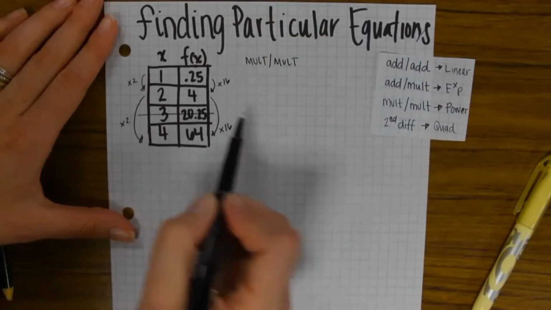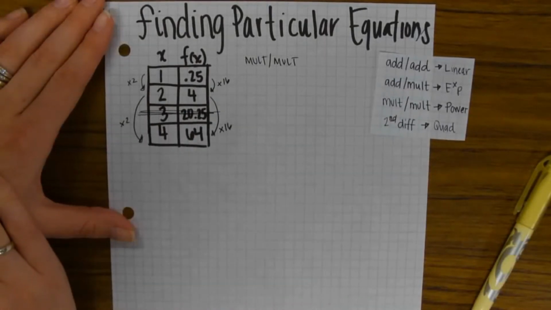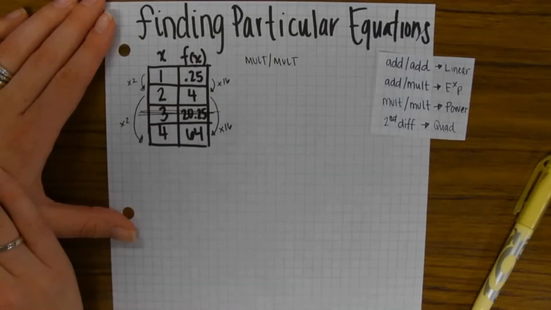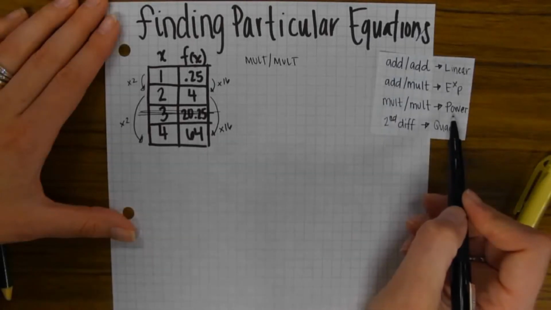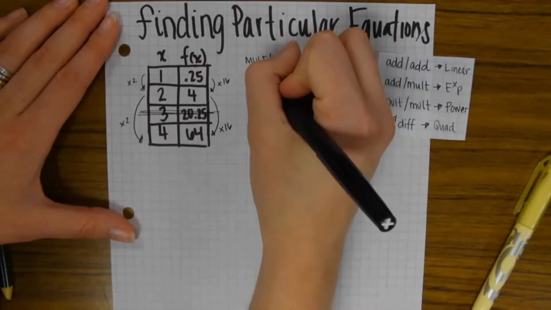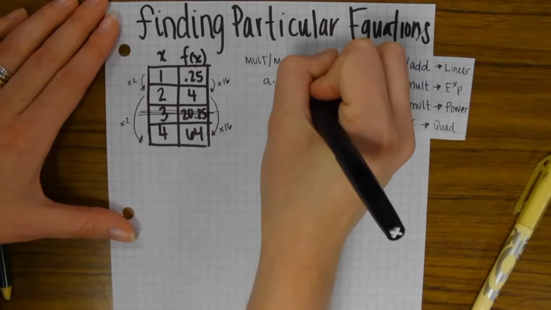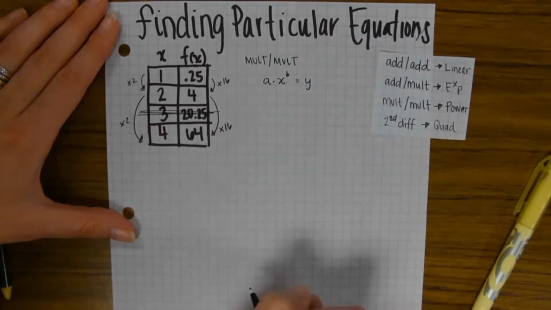So when you're looking at multiply, multiply patterns, sometimes you will have to skip one of the rows, and that's okay. Because this is a multiply, multiply pattern, it's going to be a power function. Our general equation for a power function is a times x to the b equals y.